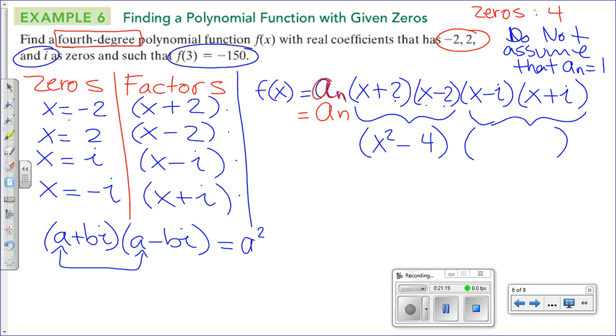so that is a squared. And then instead of having a negative sign here, you will have a positive sign. And then you square the coefficient of the imaginary part. So in this case, it will be b squared.